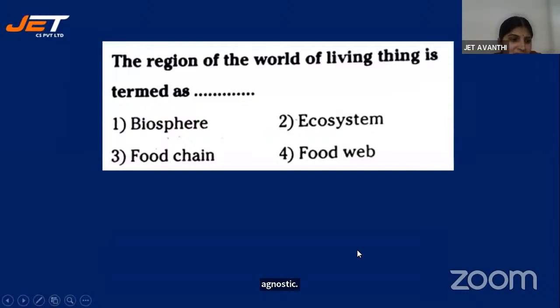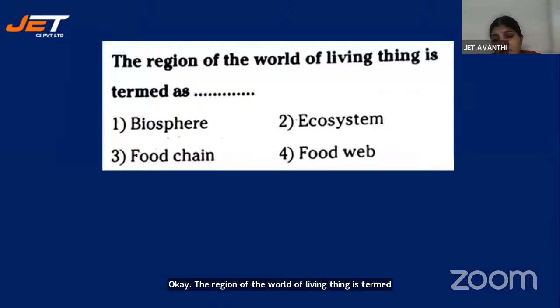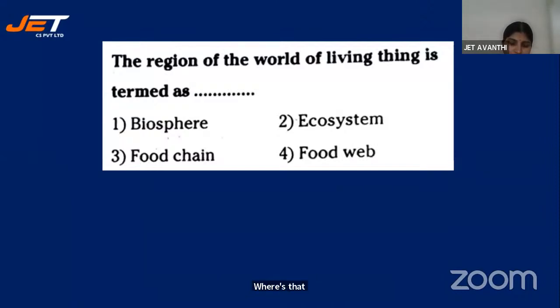The region of the world of living things is termed as what? Where there is existence of living beings, that is called what? Biosphere, ecosystem, food chain, and food web. What's the answer? It is biosphere, children. Where life is possible, that is called biosphere. Okay, it is biosphere, children.